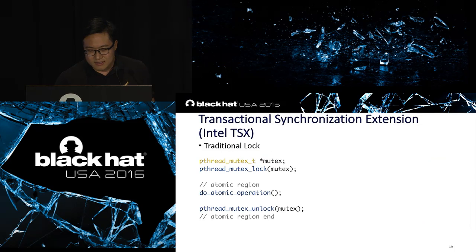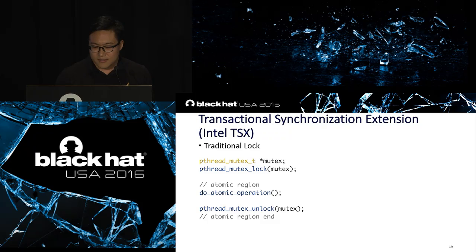Before getting to TSX directly, let's cover the background on Intel TSX. TSX, Transactional Synchronization Extensions, is a new instruction set that helps access data atomically without having traditional locks. And for the audience who might not know what a traditional lock is, let's cover that first.